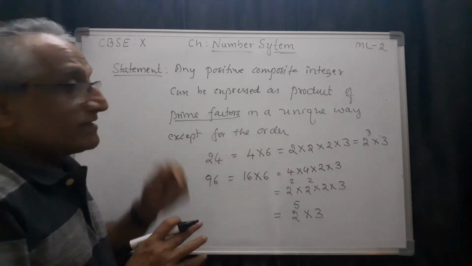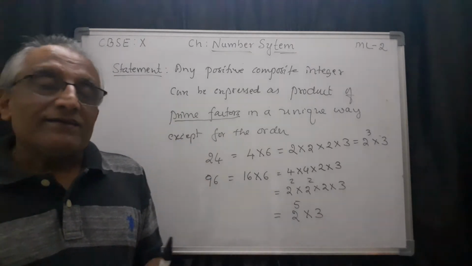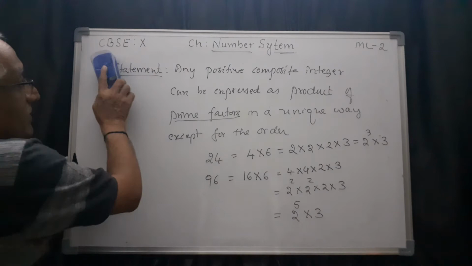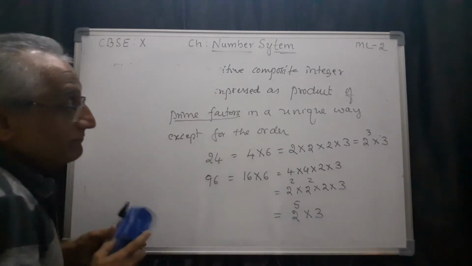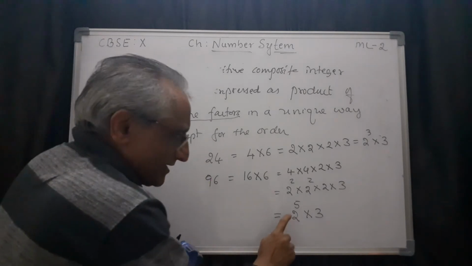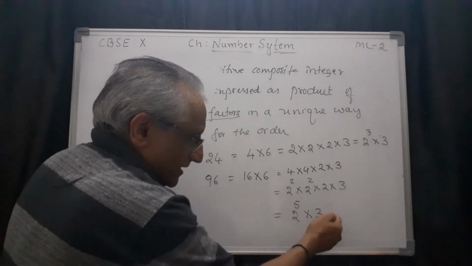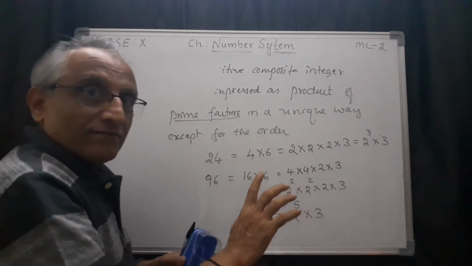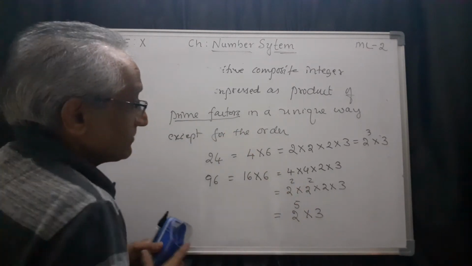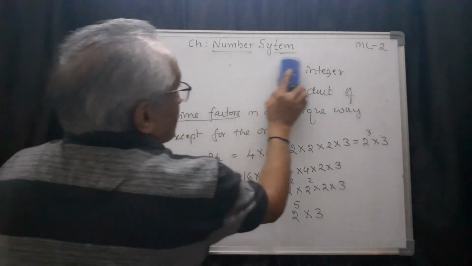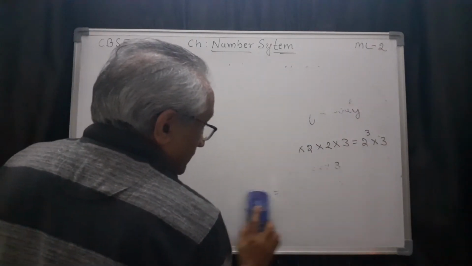Therefore, the fundamental theorem of arithmetic says any given composite number you can write uniquely, that is very important. You cannot write it in any other way except for the order. That means you can write 3 first and 2 next, or the other way. The order may be different, but it is unique. You cannot write it in any other different way. So this is called the fundamental theorem of arithmetic.